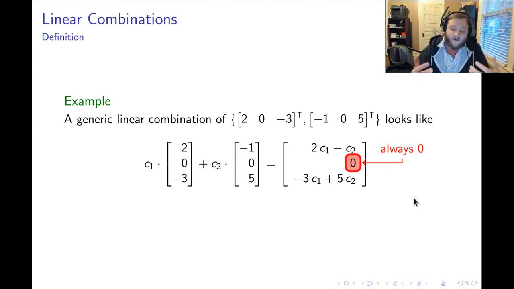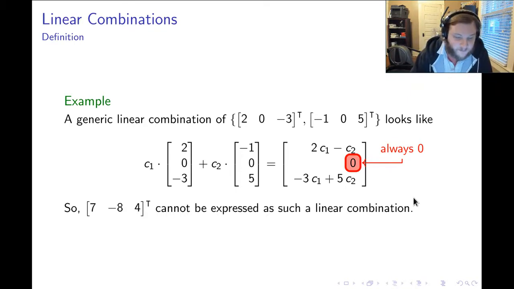Now this might not seem interesting, but there are things you can conclude from it. For example, you can never achieve the vector (7, -8, 4) by taking a linear combination of these two particular vectors. The reason is that taking any linear combination of the two vectors we started with always produces a vector with 0 in the second coordinate, but this vector, (7, -8, 4), has a -8 in the second coordinate, which is not equal to 0. So (7, -8, 4) can never be expressed as a linear combination of the two original vectors we chose.